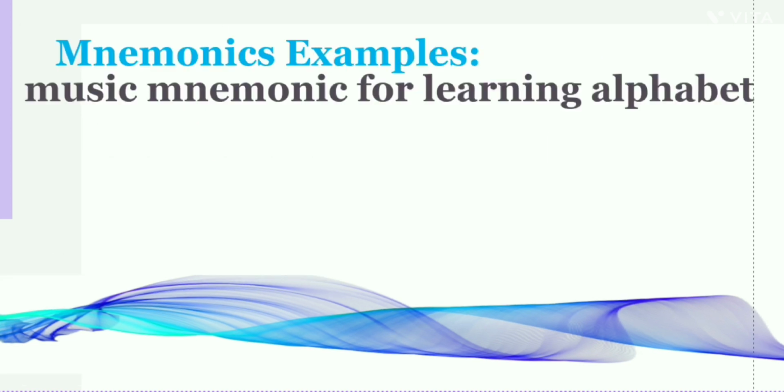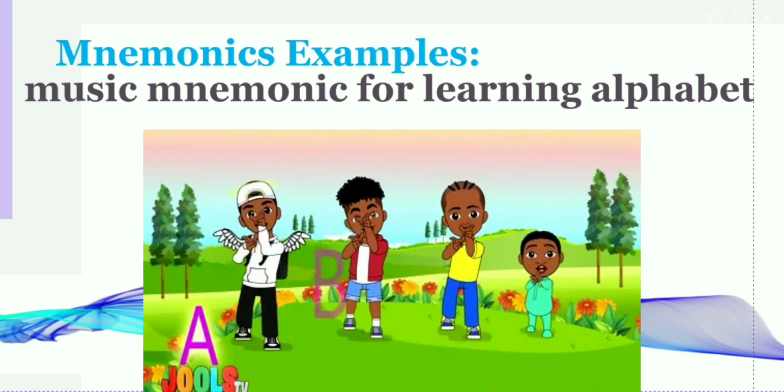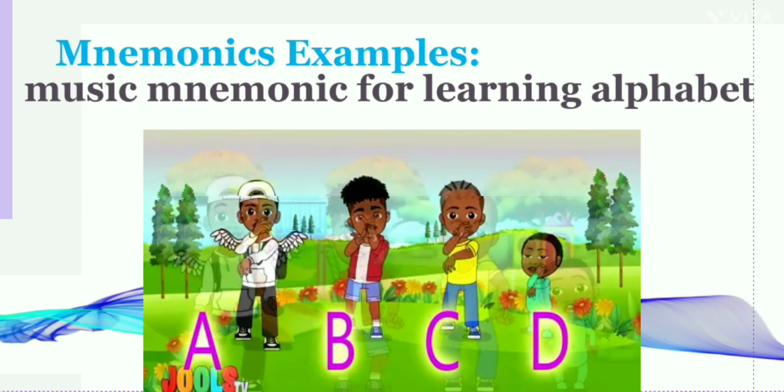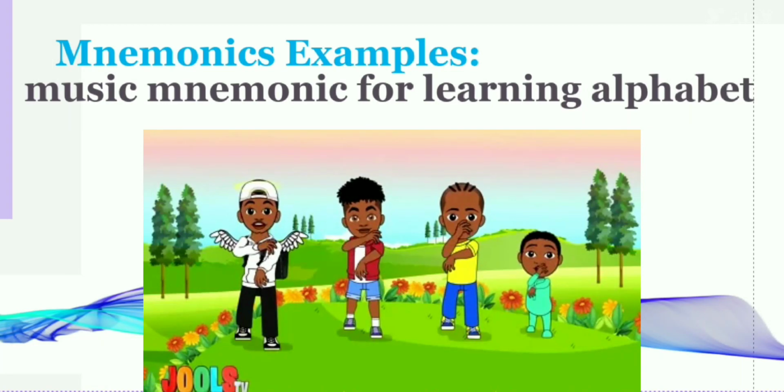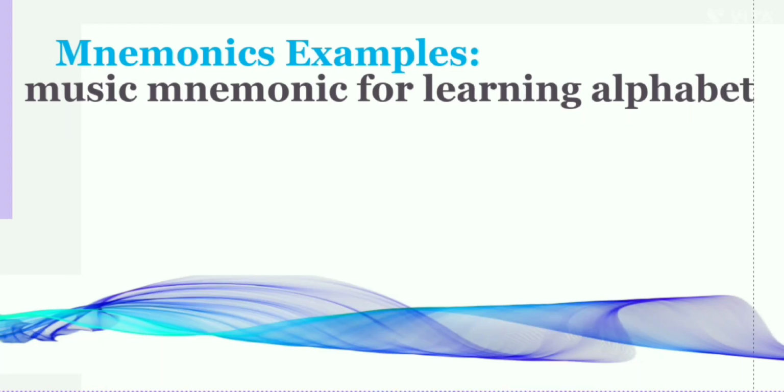First example, look at that, music mnemonic for learning alphabet. Yes, you heard it right. We have learned alphabet using music. A, B, C, D, E, F, G. Is it? Yes, this is music mnemonic example.